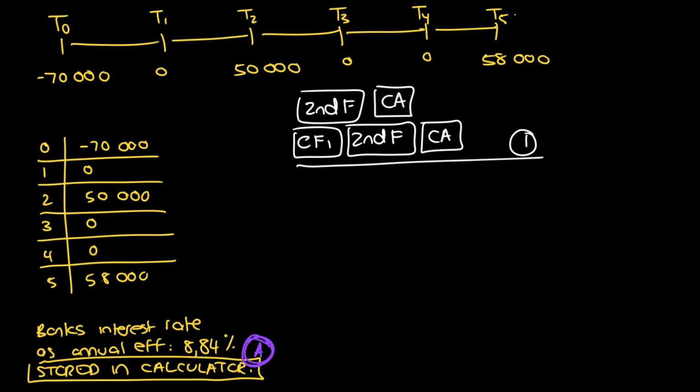Stage 2, we're going to input our data tables. So it's going to be plus minus 70,000 and enter. Then it's going to be 0 and enter.